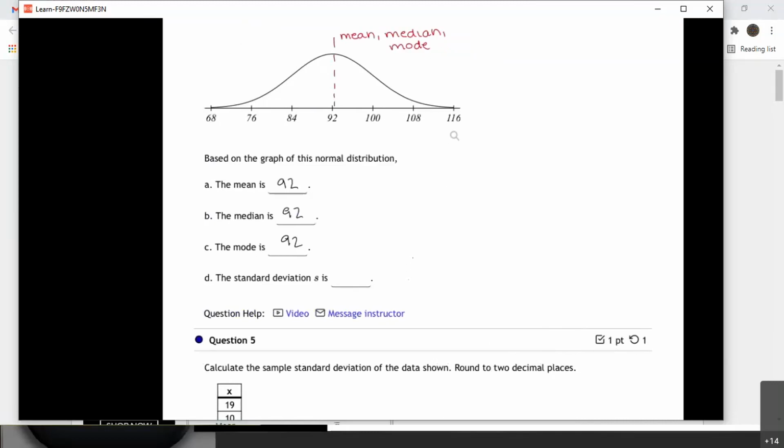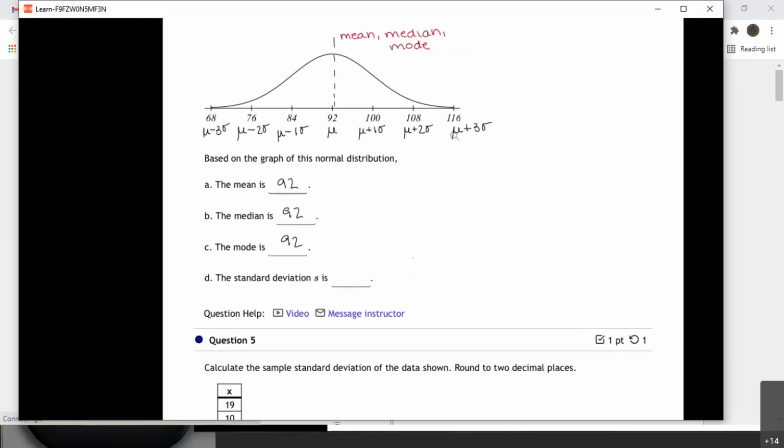And it's asking you, what's the standard deviation? Remember that these numbers at the bottom correspond to the scores associated with the mean in the middle. And then this is the mean plus 1 standard deviation. This is the mean plus 2 standard deviations. This is the mean plus 3 standard deviations, right? And going backwards, mean minus 1 standard deviation, mean minus 2 standard deviations, mean minus 3 standard deviations.